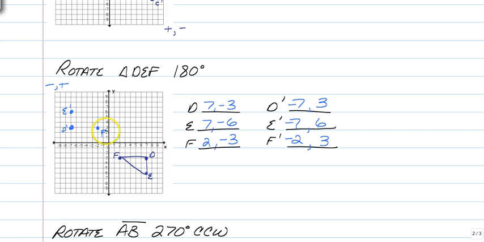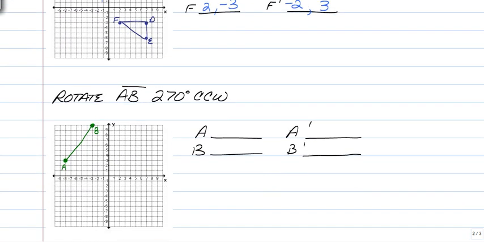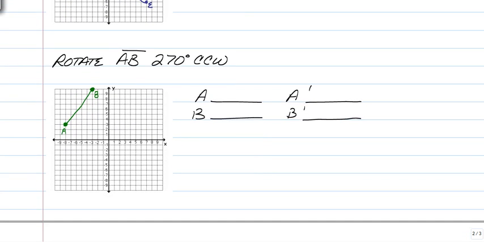Here's our F prime. And as you can see, looks like it's just been rotated 180 degrees. So I would like you to pause the video and try this one on your own.